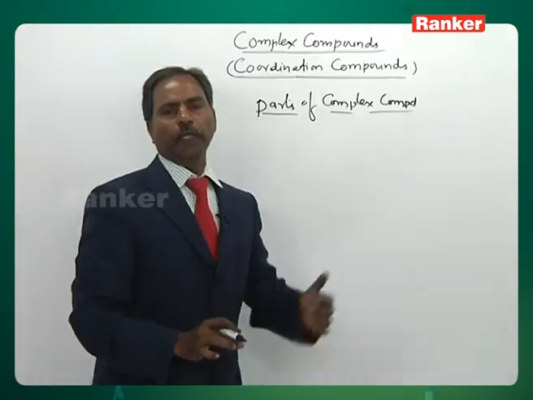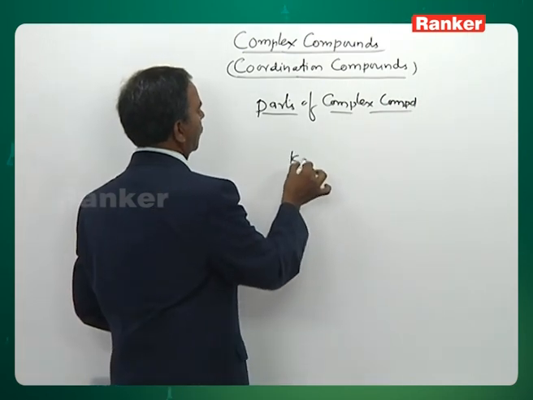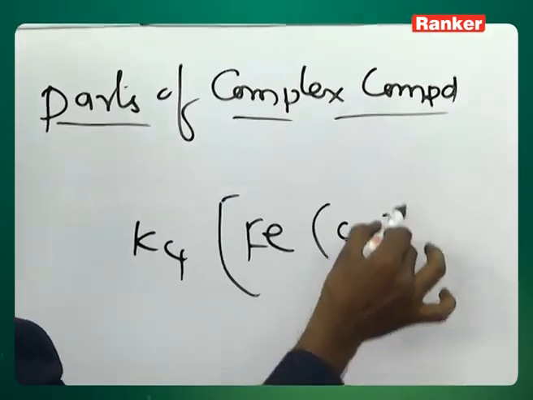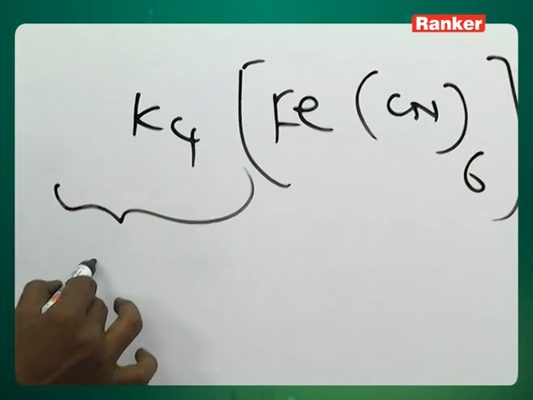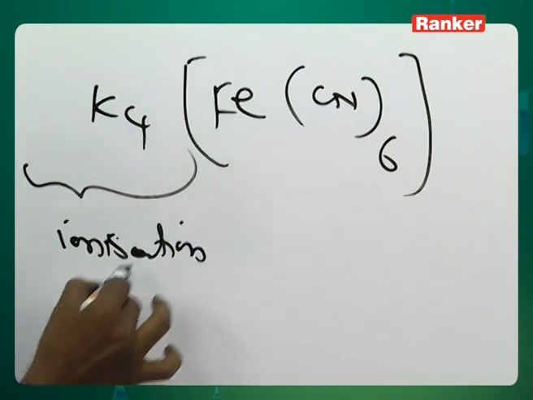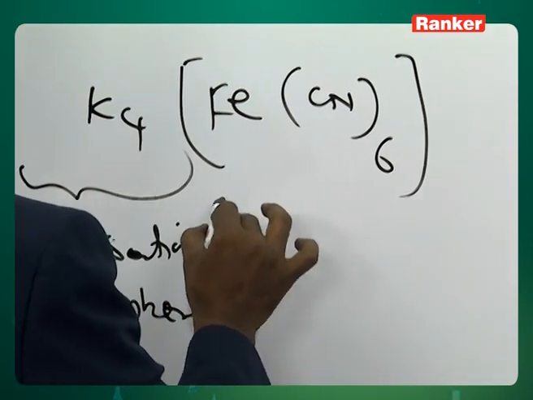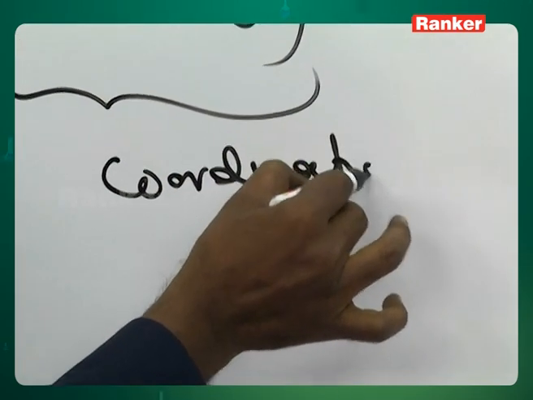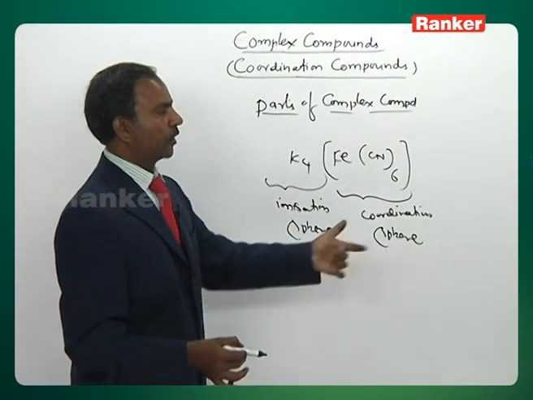Let me show. There are different parts in a particular complex compound. Look at here, K4[Fe(CN)6], we consider a simple complex. This particular part we call the ionization sphere. And this particular part we call the coordination sphere.